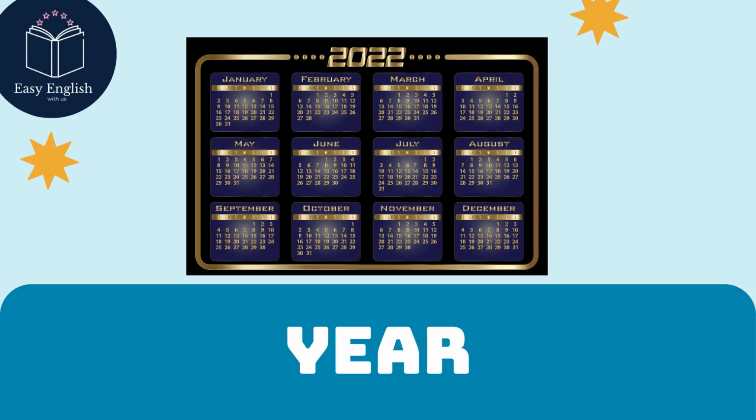Year. A year has 12 months. That's January, February, March, all the way to December. One more time. Year.